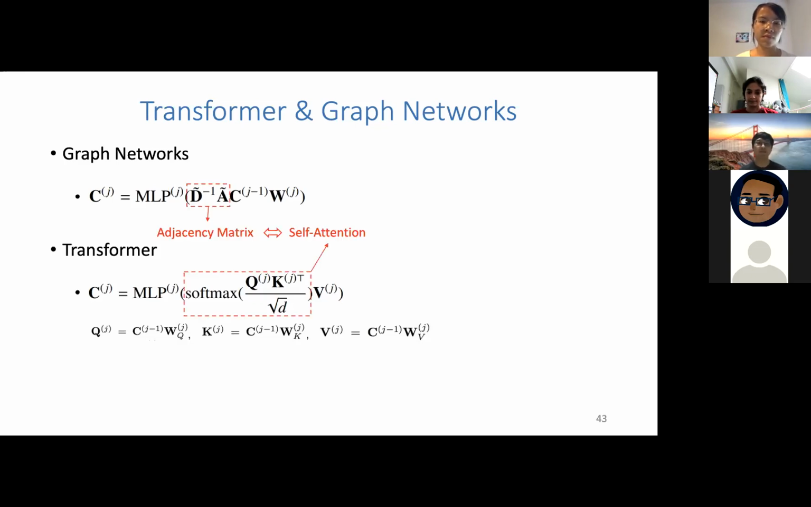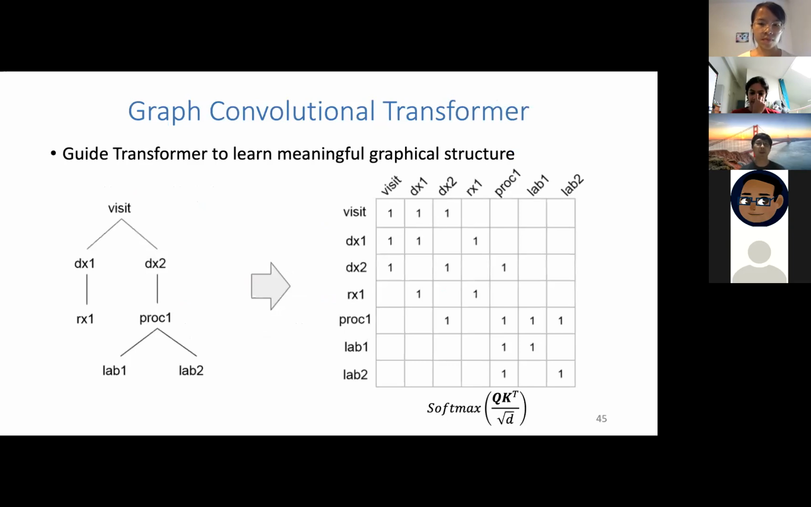Thanks. All right, so there's a one-to-one correspondence between graph convolution and self-attention. I was assuming that if this is the real underlying true graphical structure of the visit, then maybe we can somehow use self-attention to learn this as we go. So hopefully we can guide the transformer to learn a meaningful graph structure while learning for the supervised prediction task.